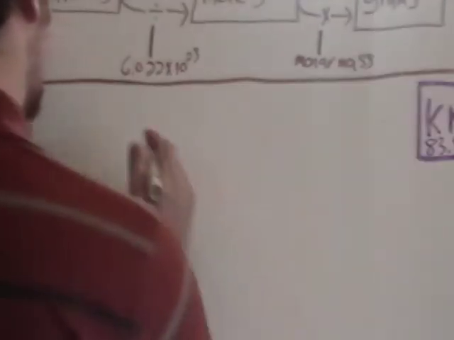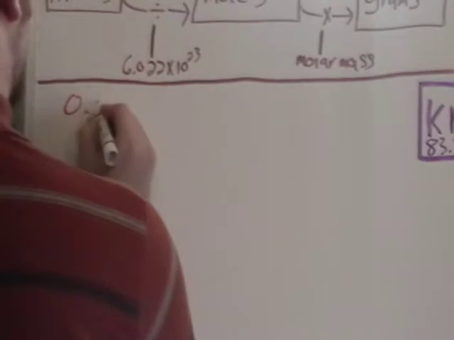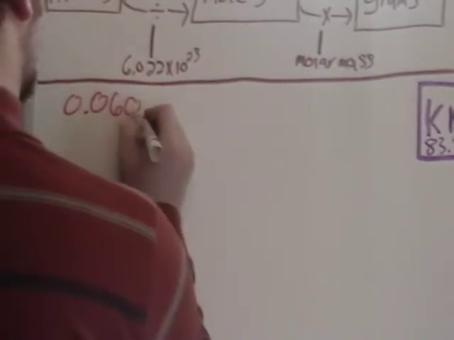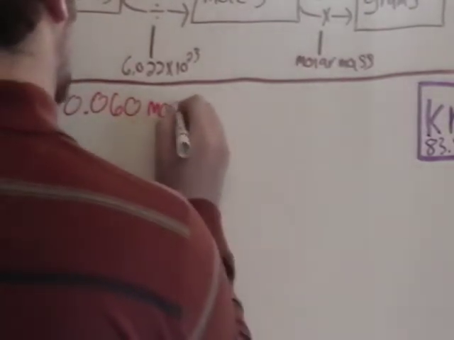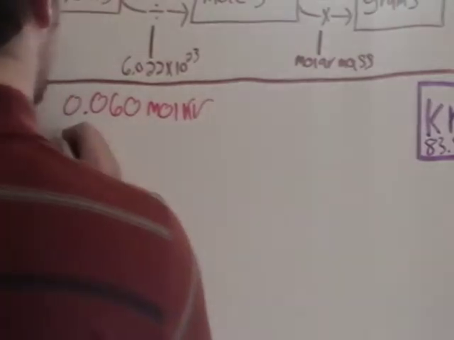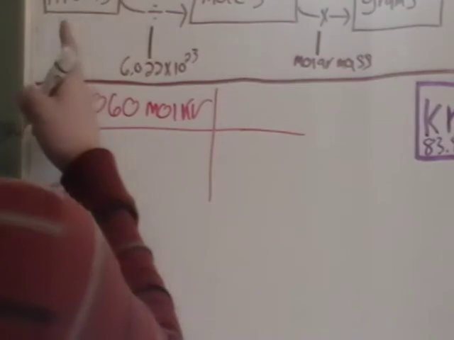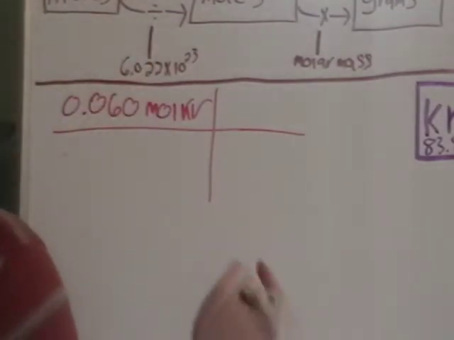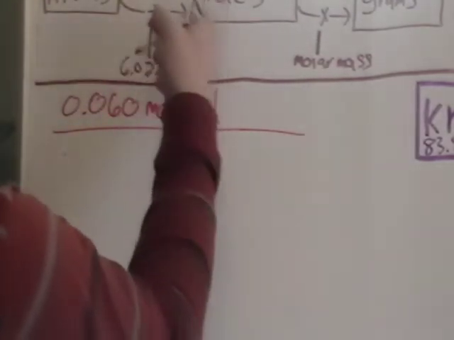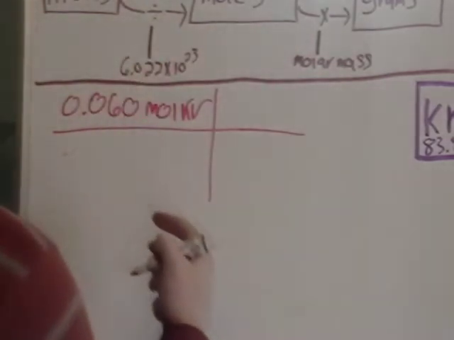So we had 0.060 moles of krypton, we said. And we want to convert that to atoms. So what we're going to do is we're going to multiply. You can see we're going across, we're multiplying by Avogadro's number.